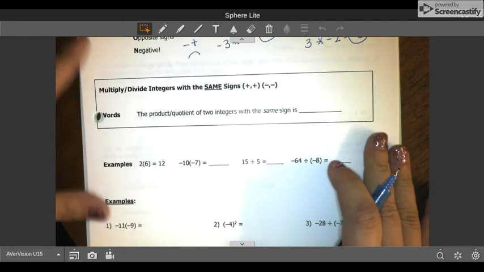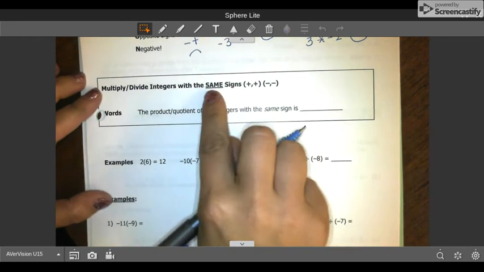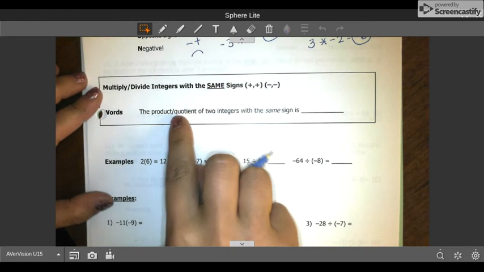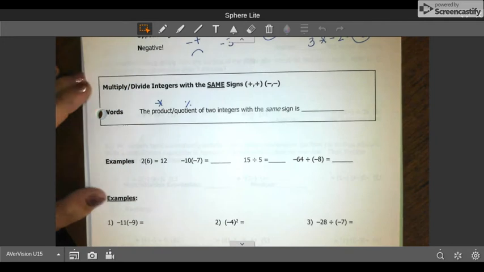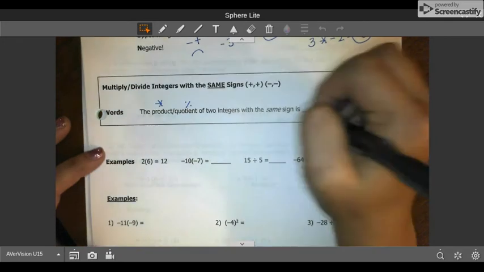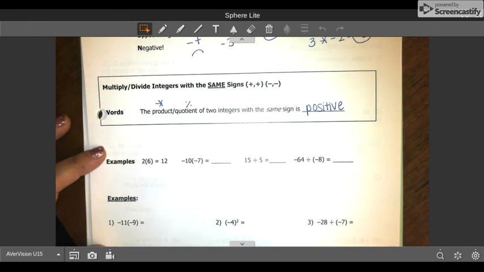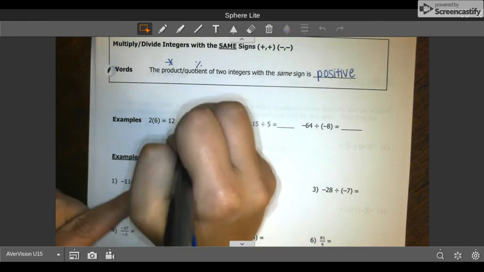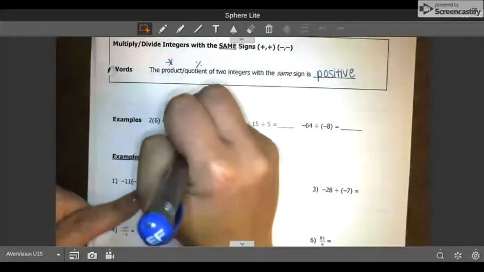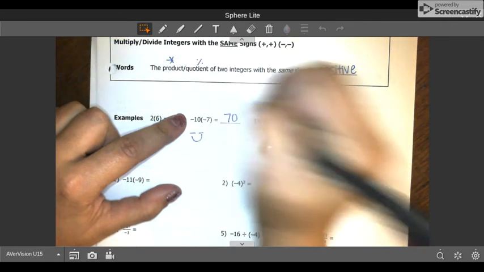Okay, so let's go over this a little bit slower. Let's multiply and divide integers with the same signs. If they have the same signs, the product or quotient, product meaning multiplication, quotient meaning division, of two integers with the same signs is positive. So this says 2 times 6 is 12. We know that. But a negative times a negative is also a positive. So negative 10 times negative 7 is positive 70.